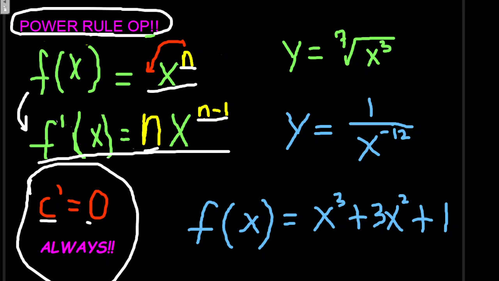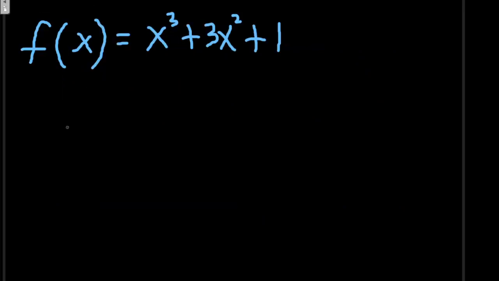Before we go on though, one thing that we need to know is that the derivative of any constant is always 0, and this constant could be 1,000, or a million or a billion. The derivative of that will always be 0. So over here on this example, the derivative will be 0. But I'll show you guys how to do it step by step in the following examples.